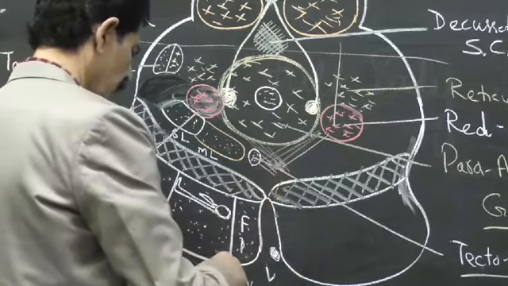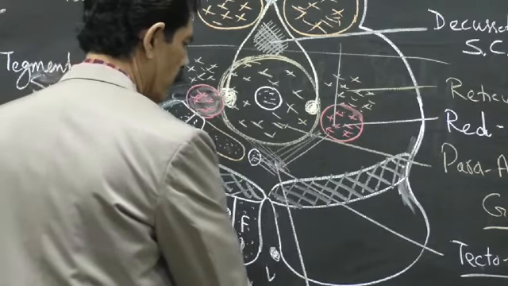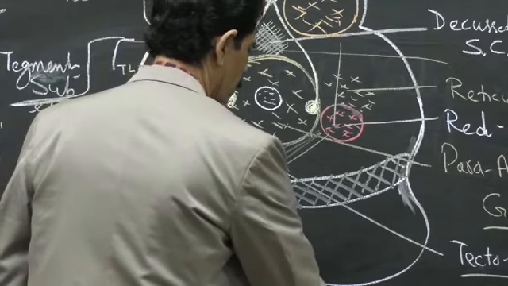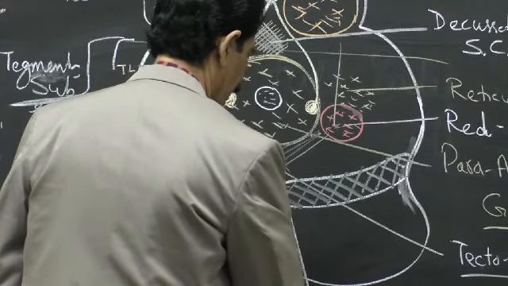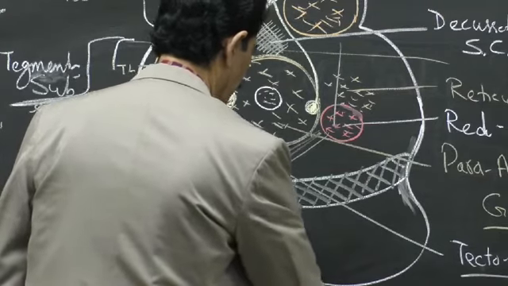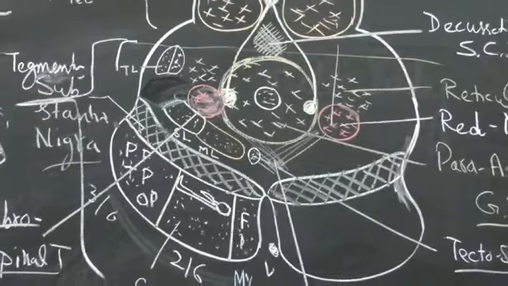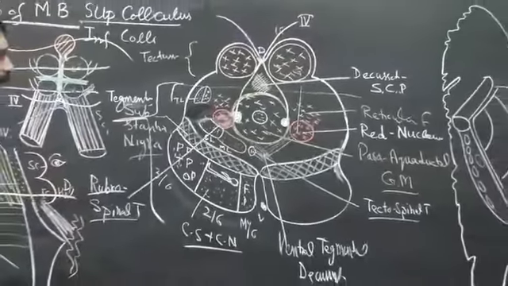And this crossing is called the ventral tegmental decussation, or it is also called the decussation of the rubrospinal tract. This is the decussation of the rubrospinal tract.